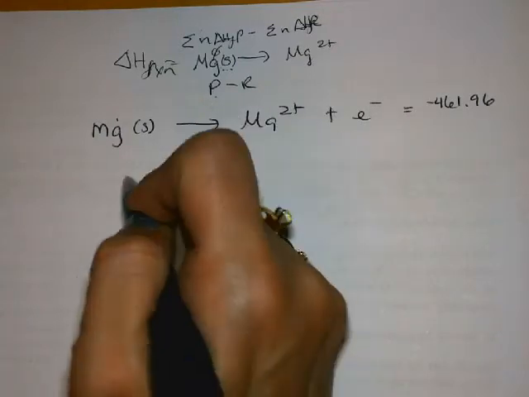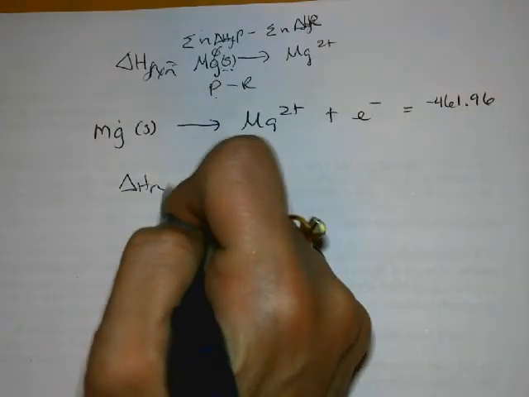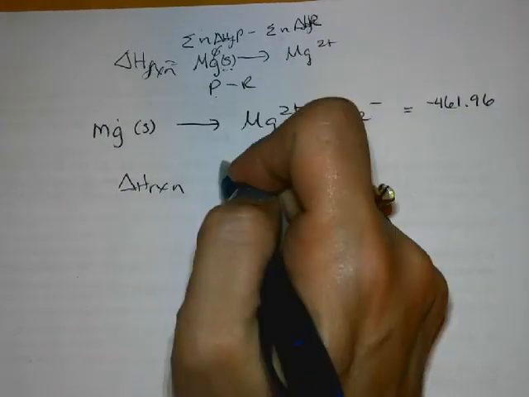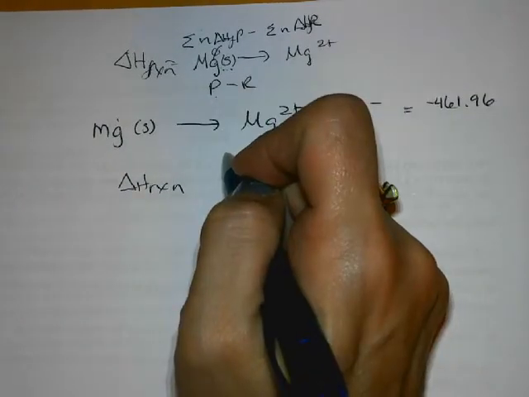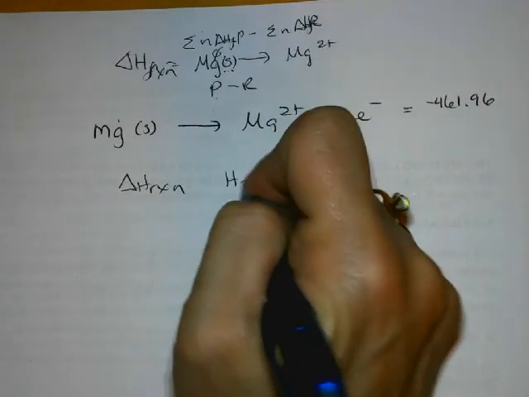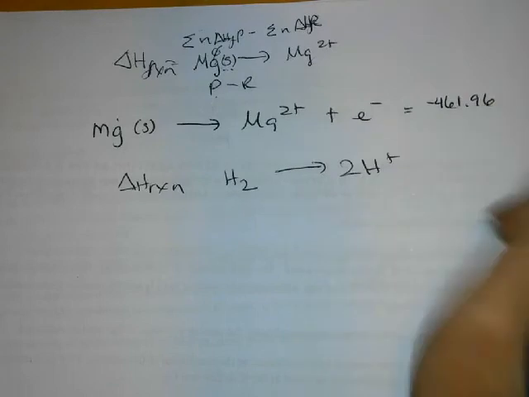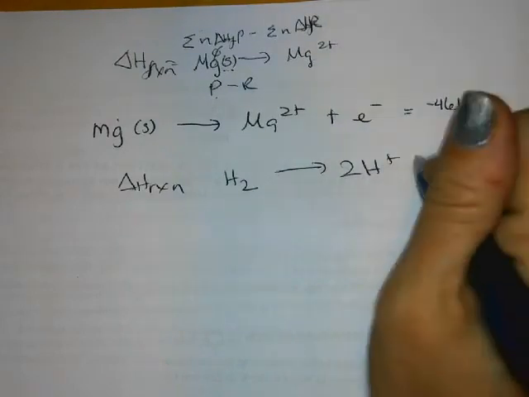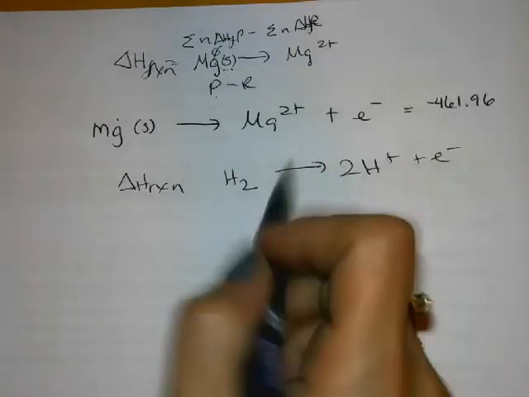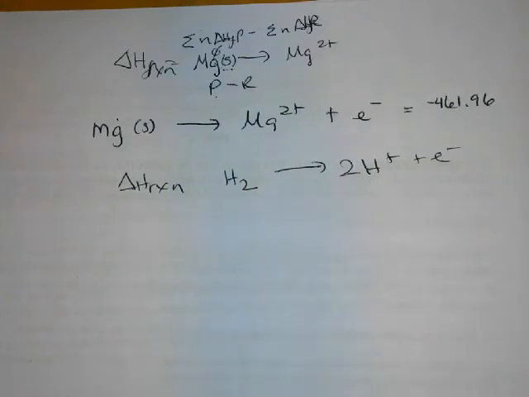Similarly, we're now going to find the delta H for the reaction of H plus. So we have H2 going to make 2H plus. Once again, plus 2 electrons, but we don't have to worry about that for now. So we can go look at our enthalpy changes for this situation in our book.